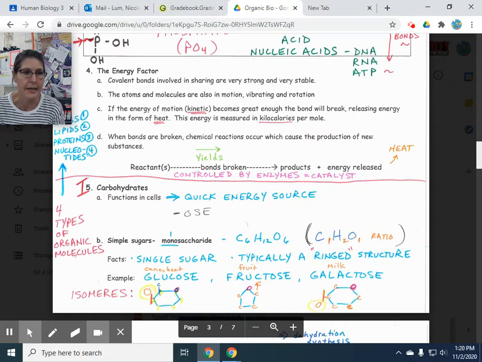So remember, we have 4 types of organic macromolecules: your carbs, lipids, proteins, and nucleotides or nucleic acids. And that's kind of the breakdown of how you guys are going to see them within this note section.